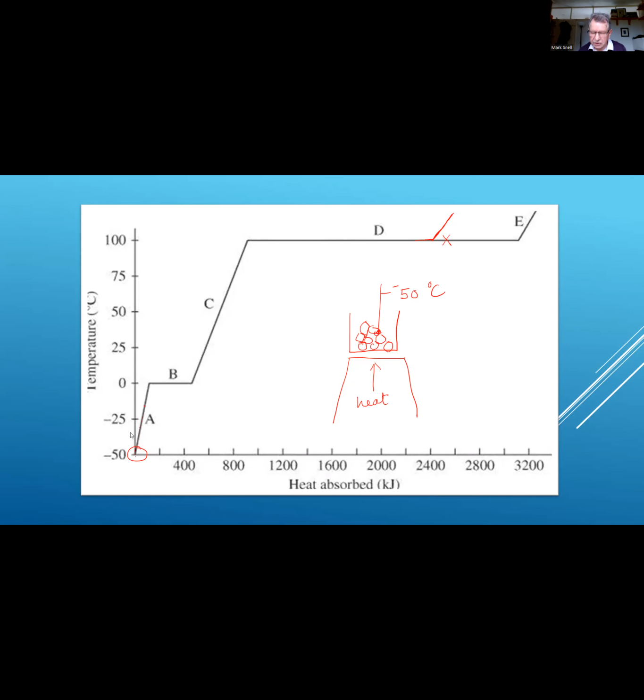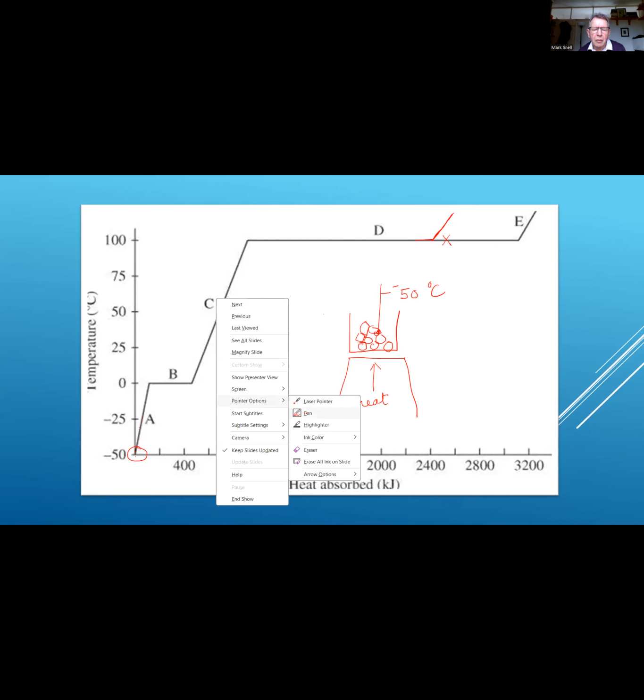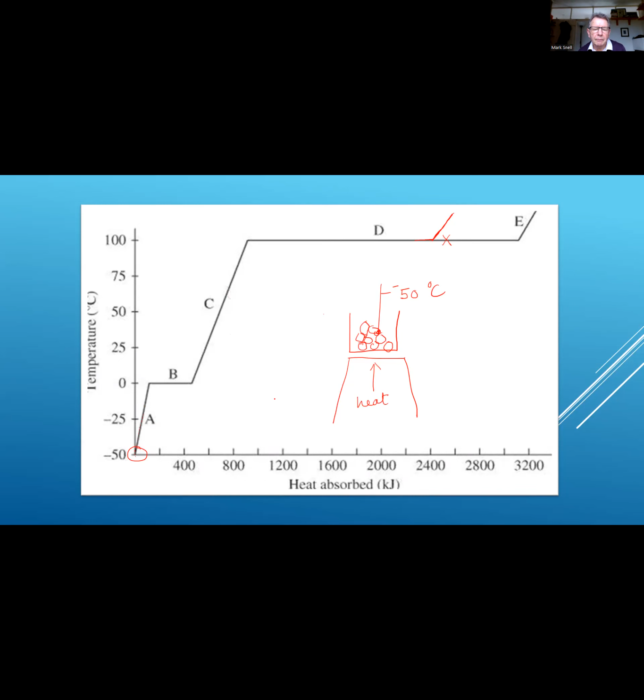Let me just see if I can change the color of the pen. Can I change the color of the pen? Why not? Come on.